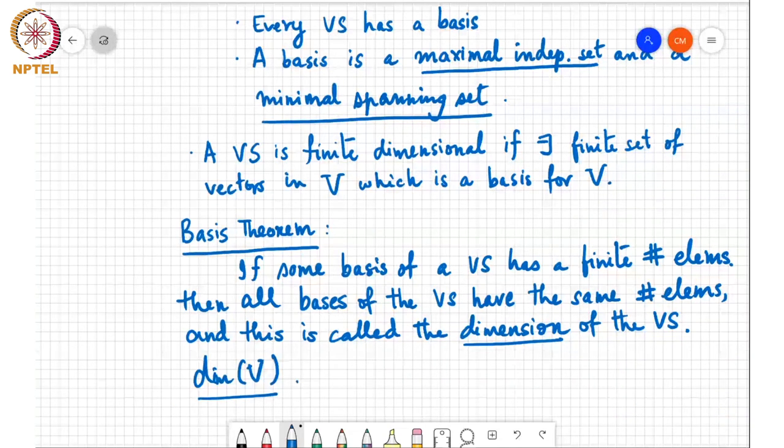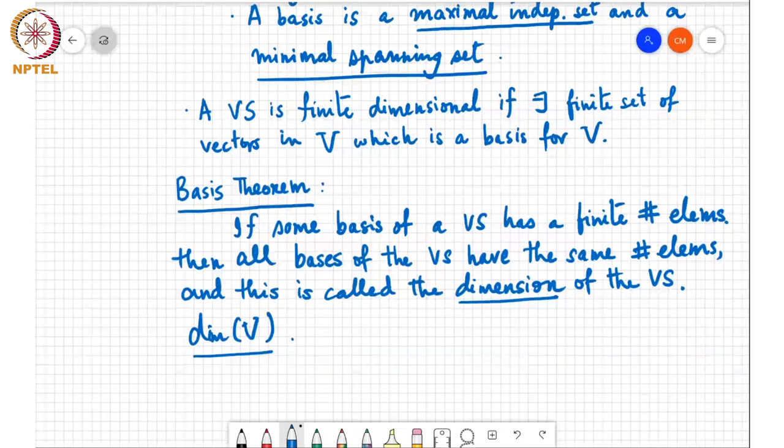Okay, so essentially, if you find a basis for a vector space and I find a basis for a vector space, the basis that you found could be different from the basis that I found, but the number of vectors that you have used to form the basis is going to be exactly the same as the number of vectors I have used to form the basis. So just to illustrate this idea that there could be different bases, but they'll have the same number of vectors.